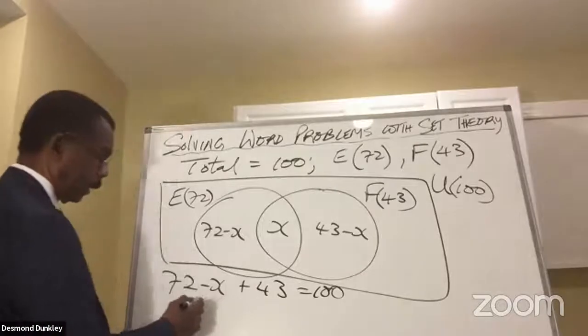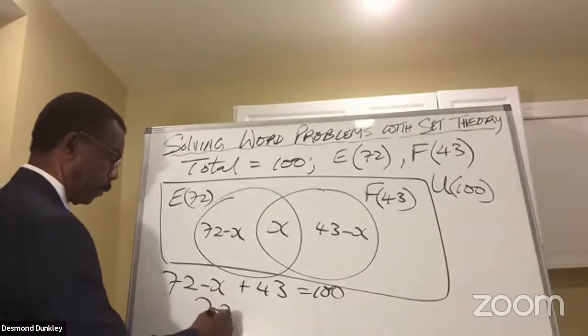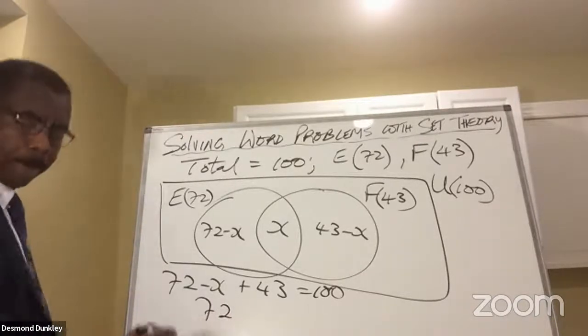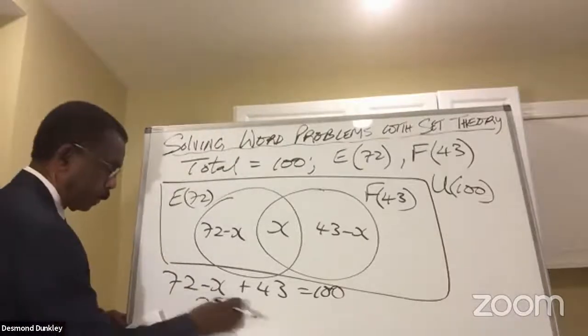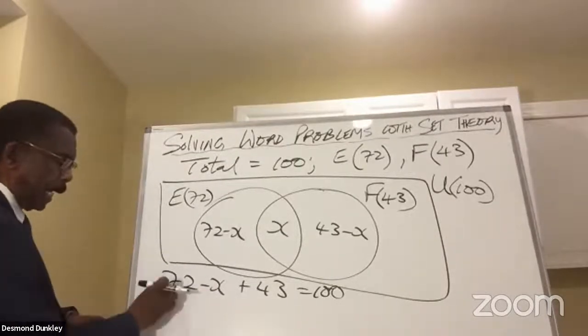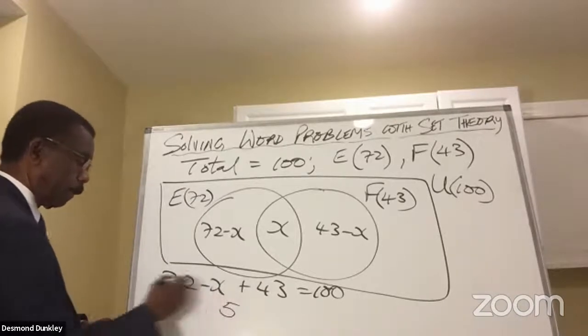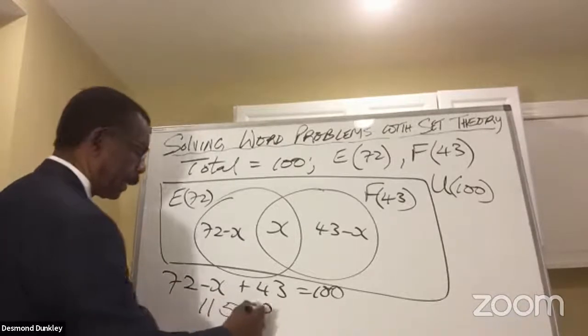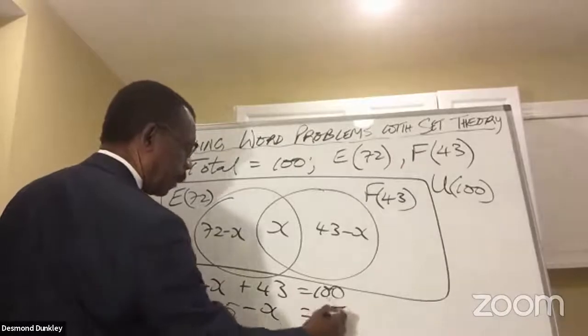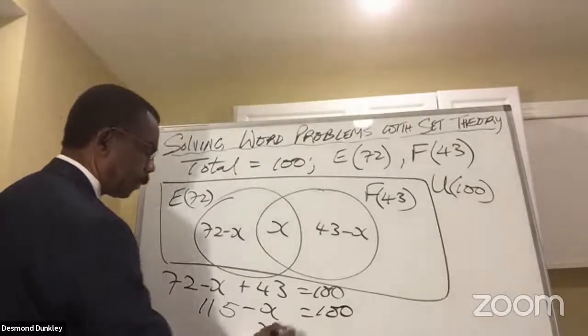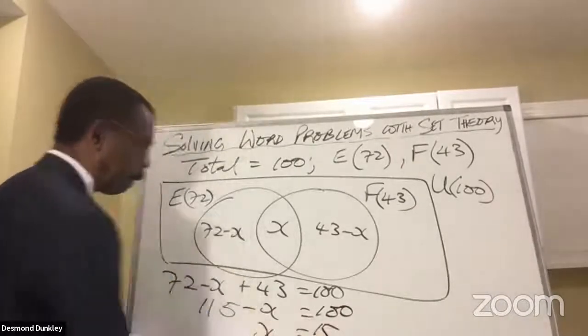So now we end up with 72, let's add these together. 3 and 2 is 5. 4 and 7 is 11. So 115 minus x equal to 100. So therefore, x has to be equal to 15.